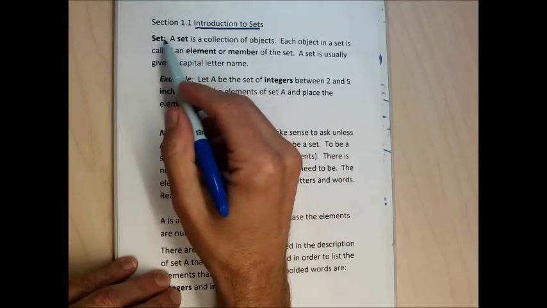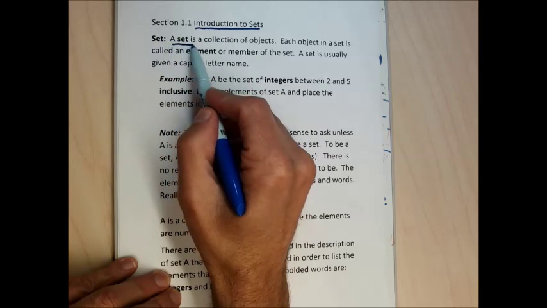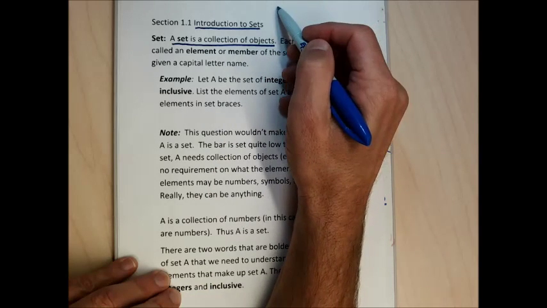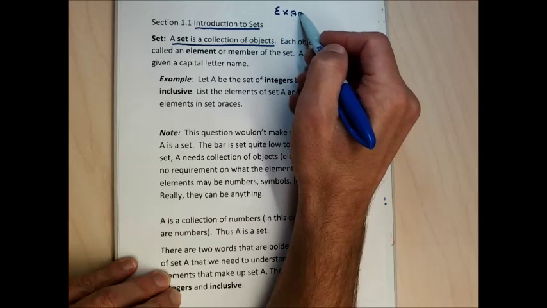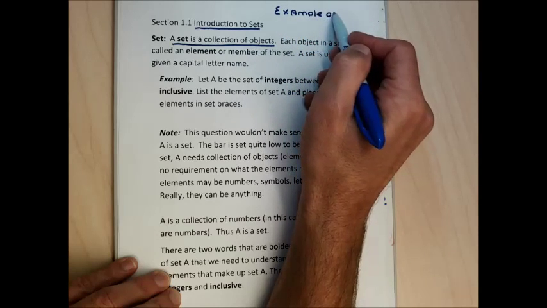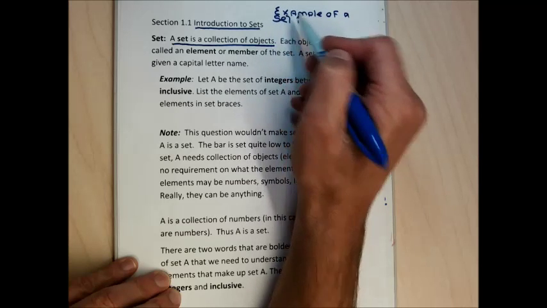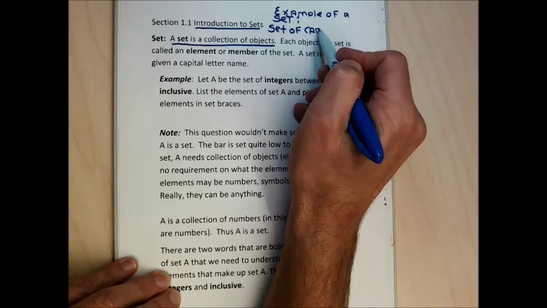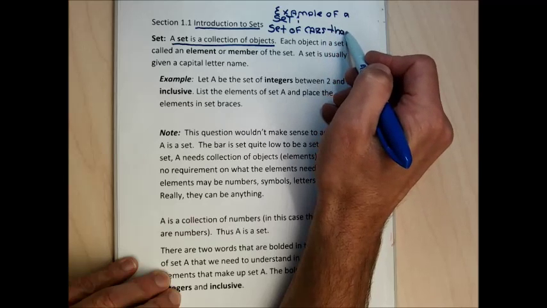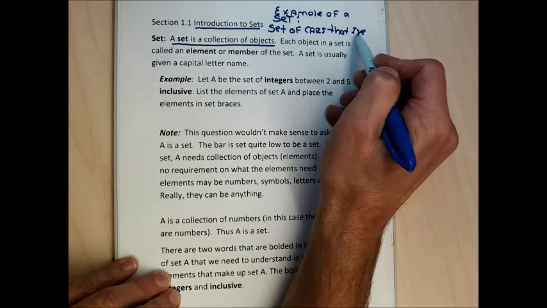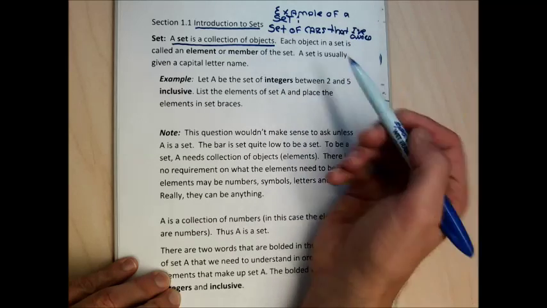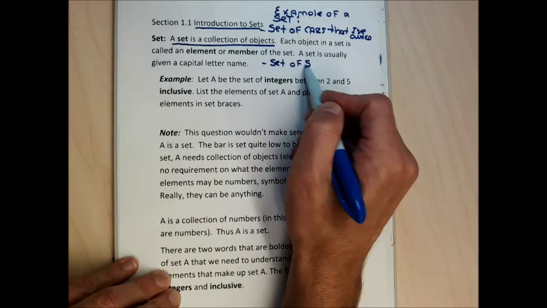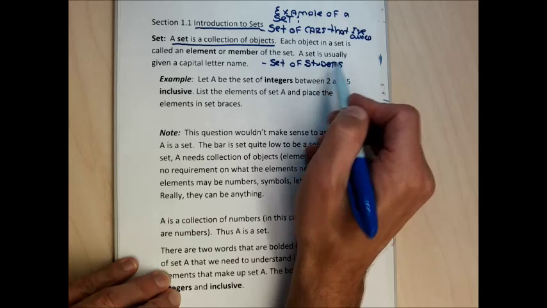So the first word I have is set, and I define set as a collection of objects. And that's a pretty vague definition. An example of a set might be the set of cars that I've owned. Or maybe another example of a set might be the set of students enrolled in our class.